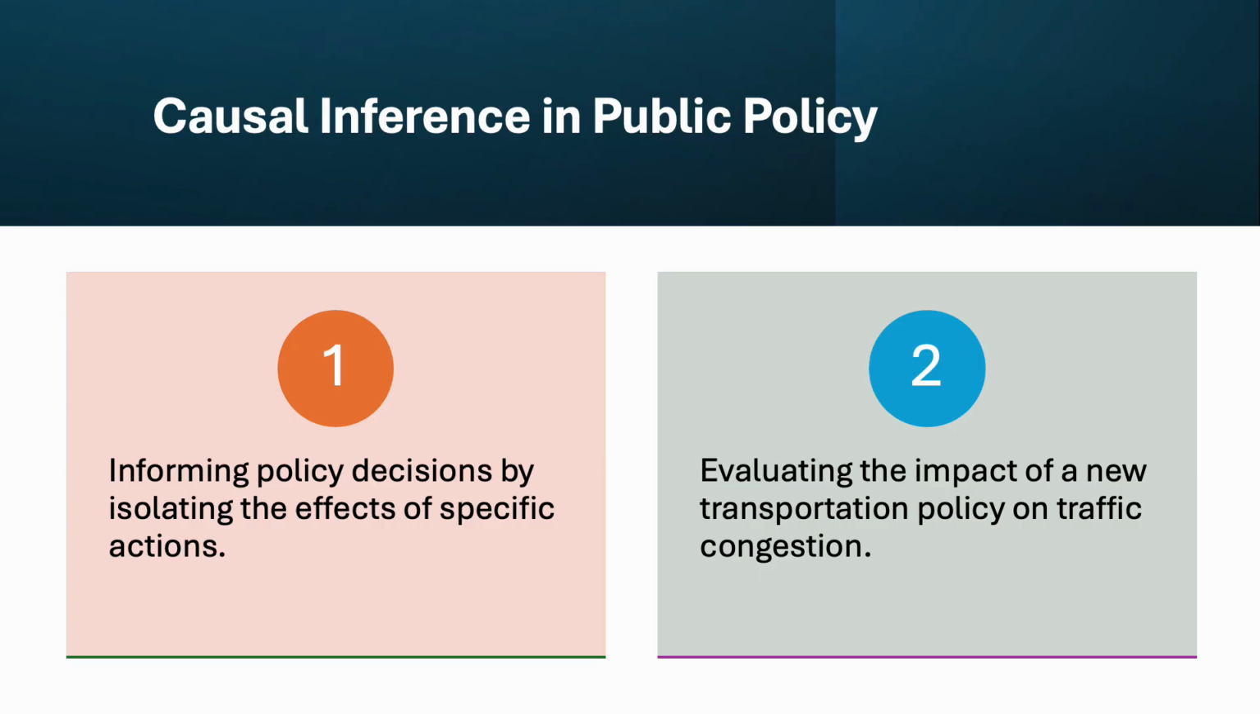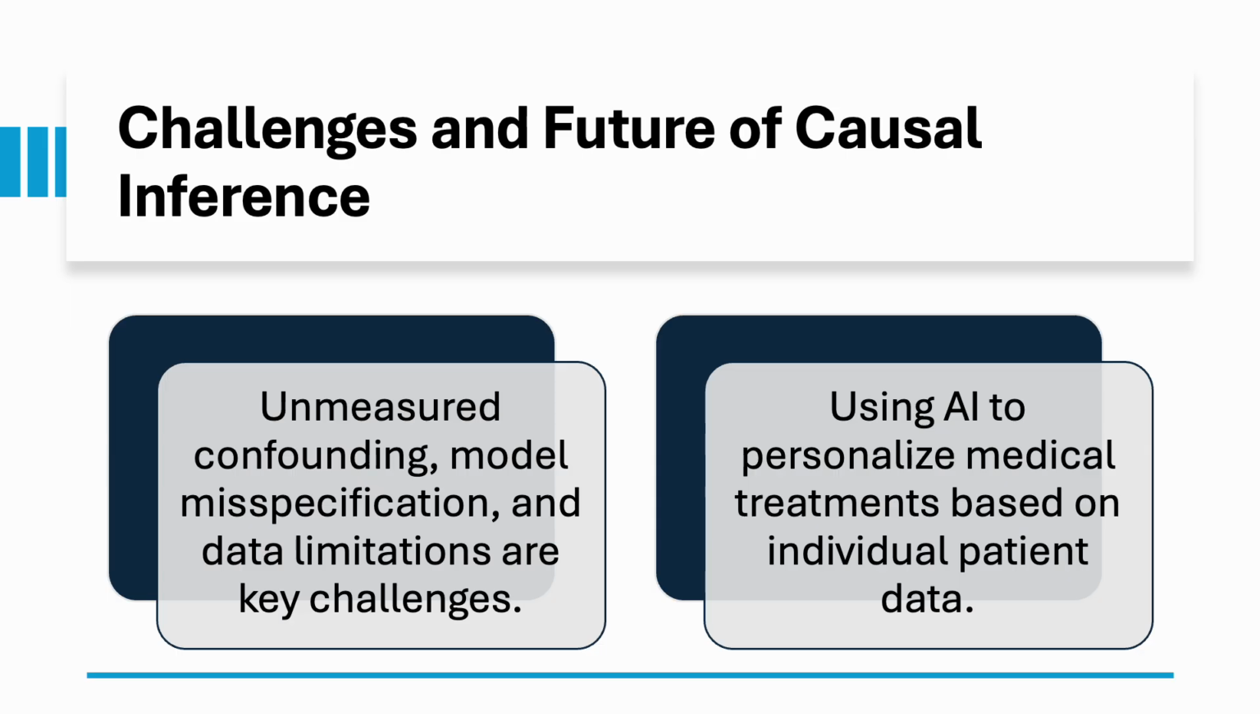For instance, if a new bus route reduces congestion, the policy can be expanded. If not, resources can be redirected to more effective solutions. Causal inference helps governments spend taxpayer money wisely and achieve better outcomes for communities.